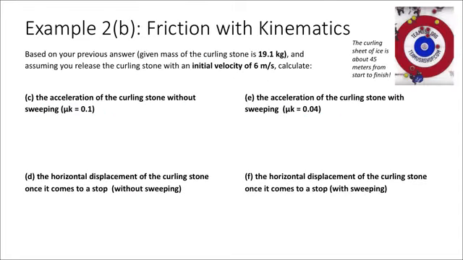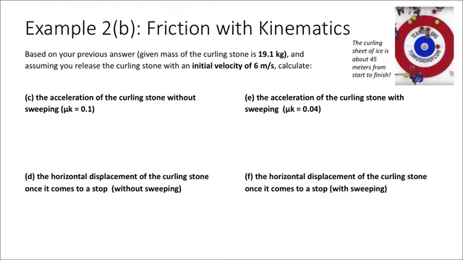All right, so continuing with the curling example, let's assume that you release the curling stone with an initial velocity of 6 meters per second, okay? We're going to calculate the acceleration of the curling stone both before and then after sweeping, or with and without, and then the horizontal displacement of the curling stone in both cases. And this might be important to know because the sheet of curling ice is actually about 45 meters from start to finish. And obviously in curling, it's very important where the actual curling stone lands. That's pretty much the whole game. So let's take a look.